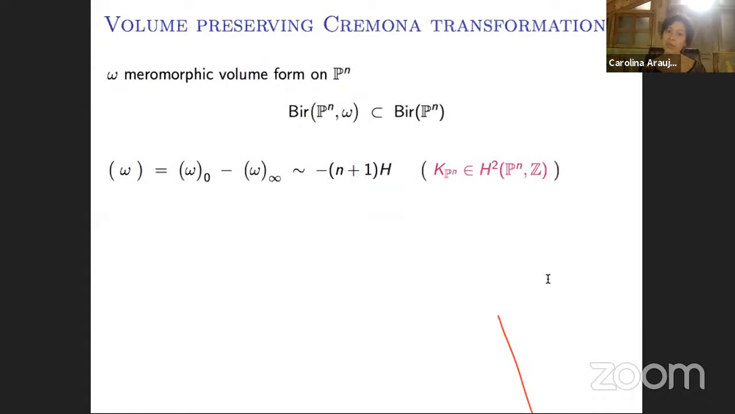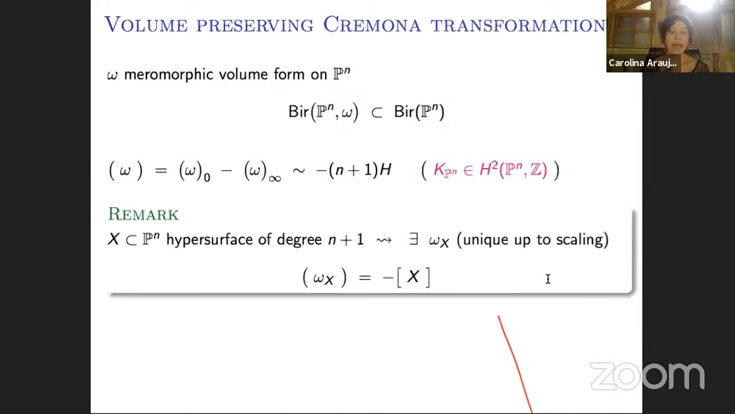Now, associated to a volume form, I have an element of the second cohomology group. I'm just looking at the hypersurfaces of zeros, where this meromorphic volume form vanishes, and the hypersurfaces of poles, counted with multiplicity. So this gives me an element in the second cohomology group.